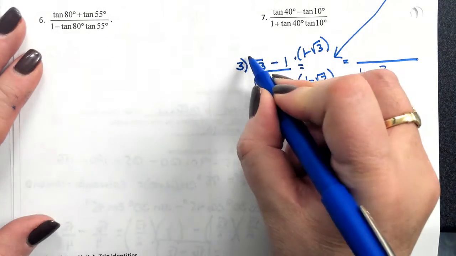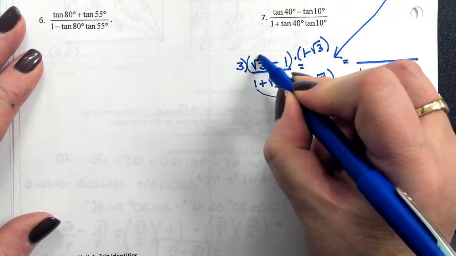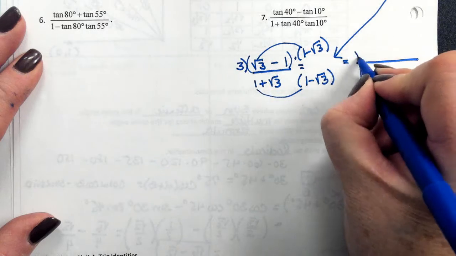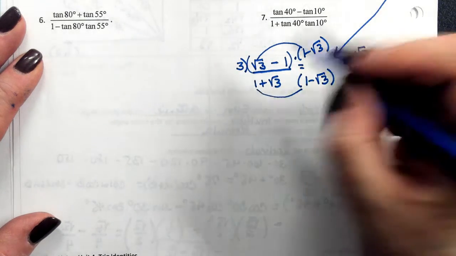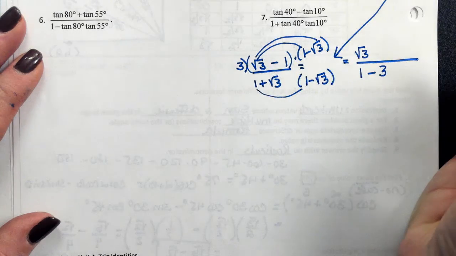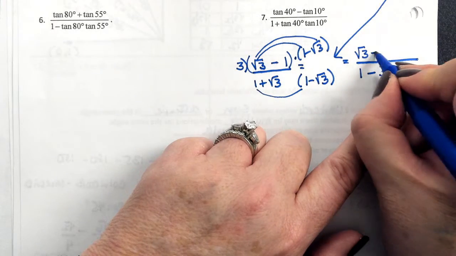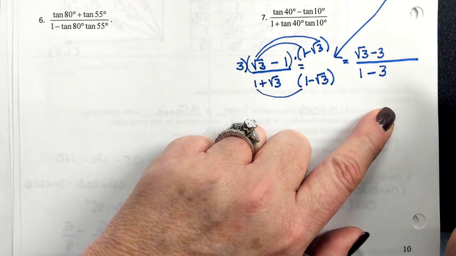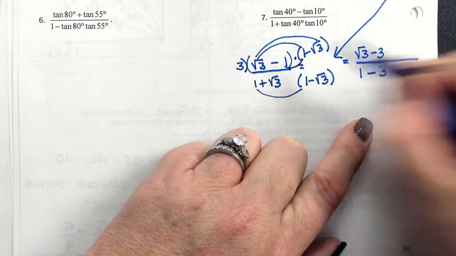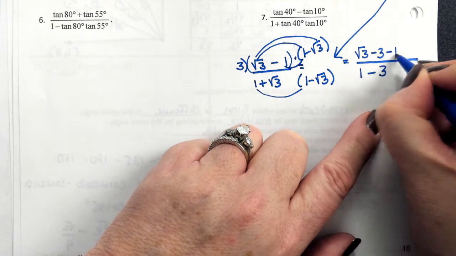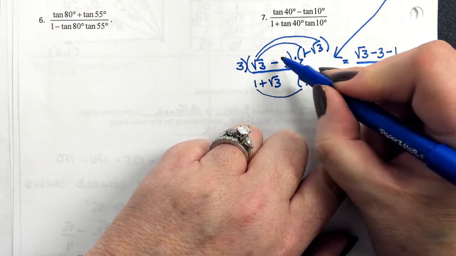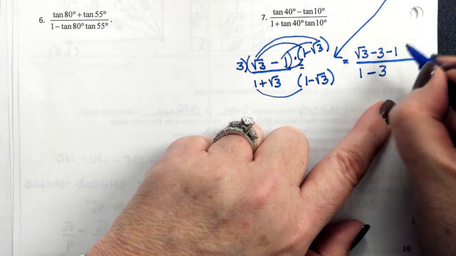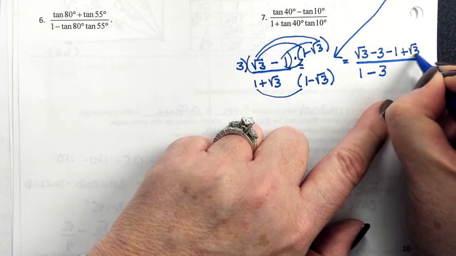So now you do have to FOIL the numerators. Remember, first term, square root of 3 times 1 is a square root 3. Square root 3 times negative square root 3 is going to give me a minus 3. Negative 1 times positive 1 is a negative 1. And negative 1 times negative square root 3 is a positive square root 3.